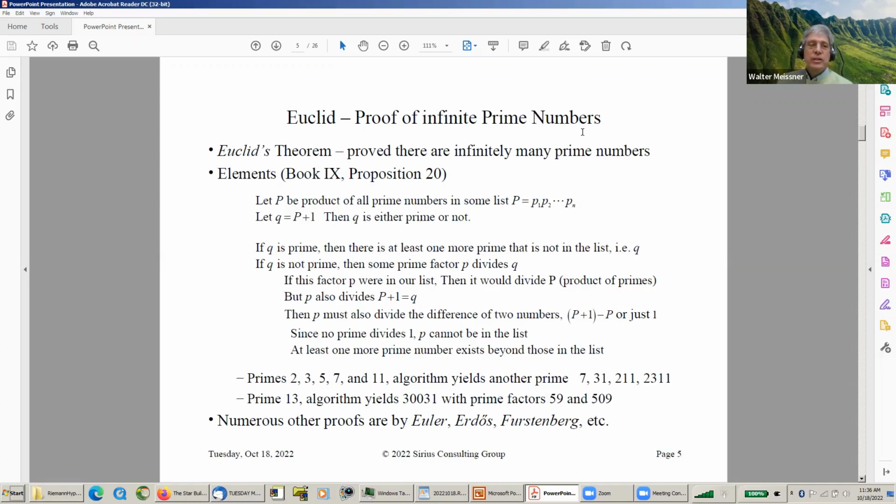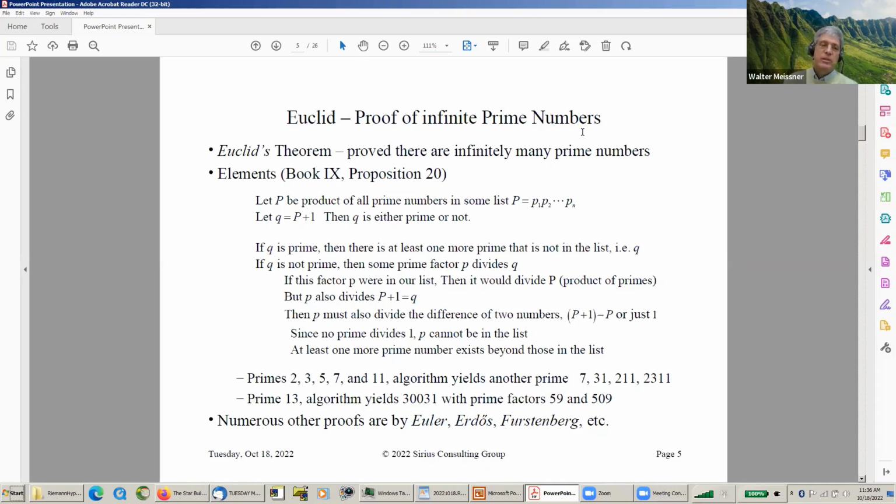Okay, Euclid provided a proof that there are an infinite number of primes, and he did this in the first of 4 books called The Elements. So this is book 9, proposition 20, and it says, let's build up a list of primes, P1, P2, up to Pn, and let's multiply them together and make a product. And then let's let Q equal that product plus 1.